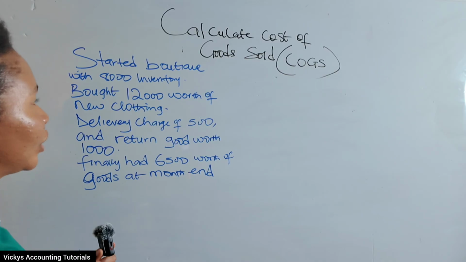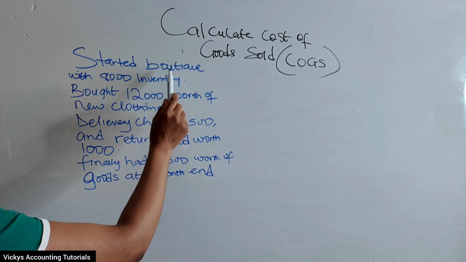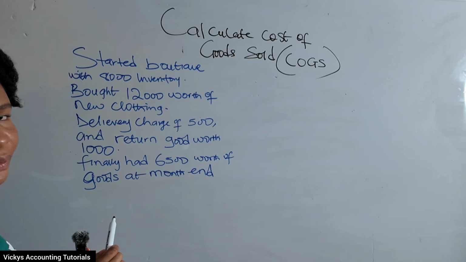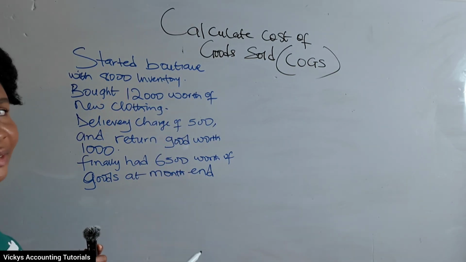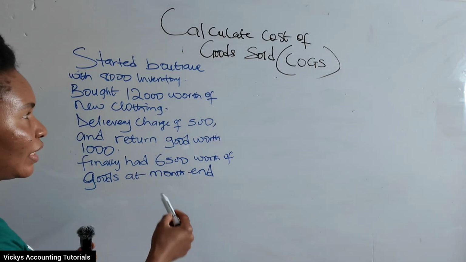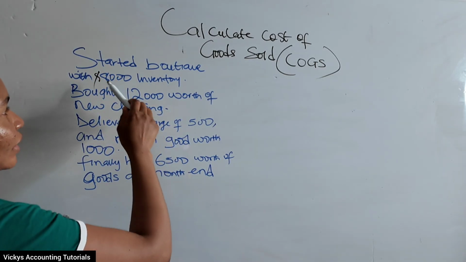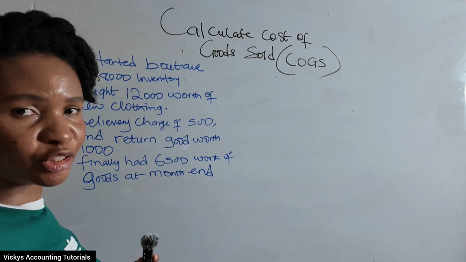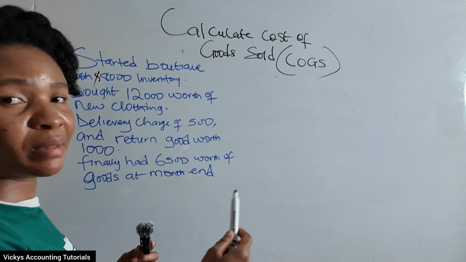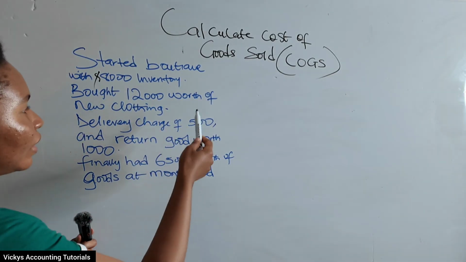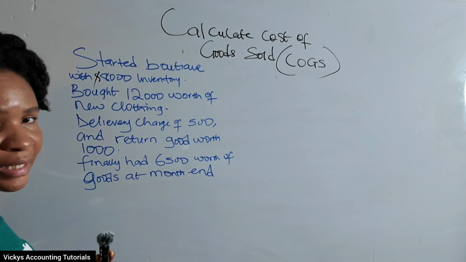So we have this question written out, okay, and it says, a business started a boutique business with 8,000, whatever currency it might be. You can say pounds or dollars. In this case, let's use dollars. He started the business with 8,000 worth of inventory, okay? And during the year or during the month, he purchased other inventories worth 12,000, right?